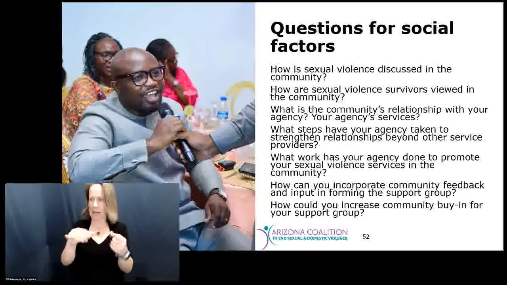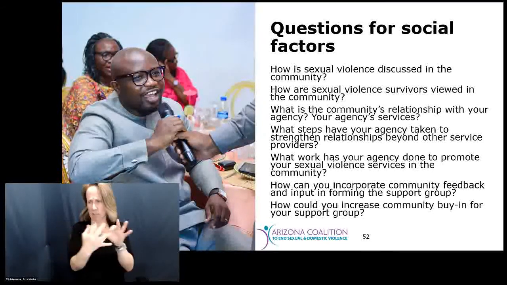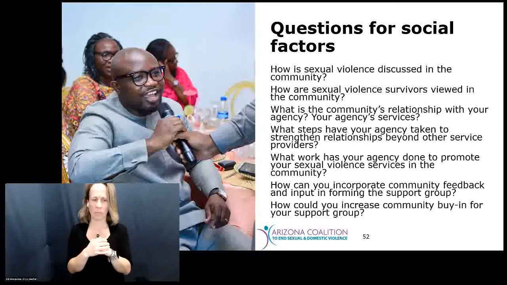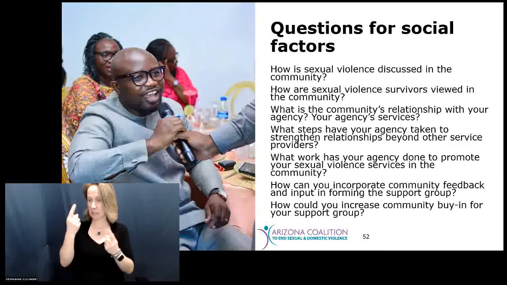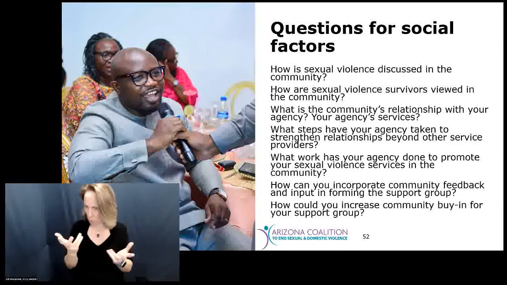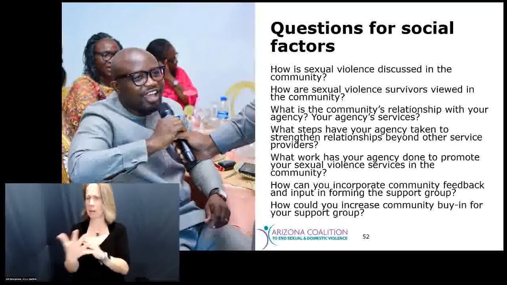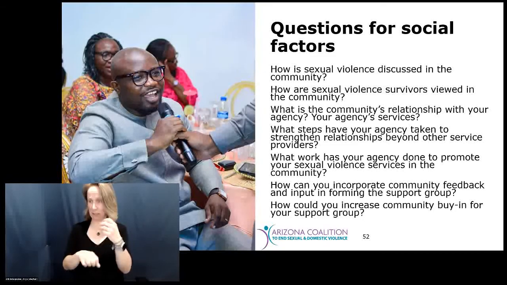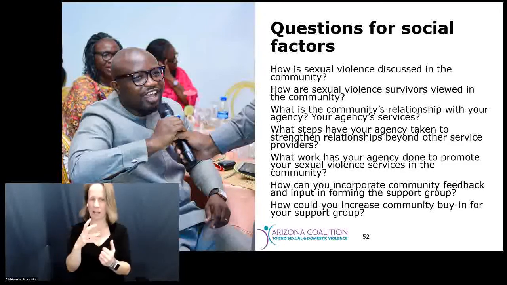How can you incorporate community feedback and input into forming a support group? If you're at an open house and people express their concerns about the topics that will be covered, consider making a brief list of topics, but also asking for community input as well. How can you increase community buy-in for your support group? And these questions will specifically require some self-reflection on behalf of your agency, and to implement some of these things, there has to be a willingness to try something new.